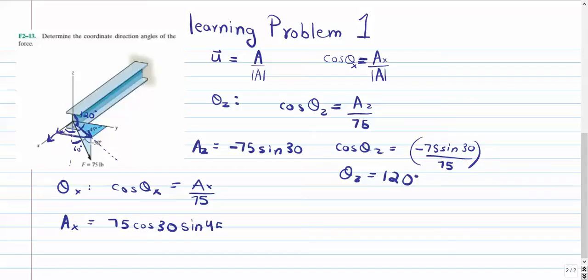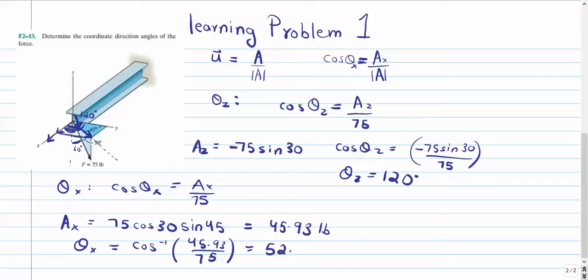Once I have put cos of 30, I will multiply that by sine of 45. Why did I do sine of 45? Because this is 90 degrees and this angle is 45. So by doing sine of 45, I got my component along the x-axis, right? I could have also done cos of 45 since this acute angle inside this triangle is also 45 degrees, and by doing cos of 45, I would also have got the same component along the x-axis. Once we solve for this, the value that we get is 45.93 pounds. Now that we have our component along the x-axis, we can solve for theta x by simply substituting in the value for AX, divided by 75, and we get 52.2 degrees.